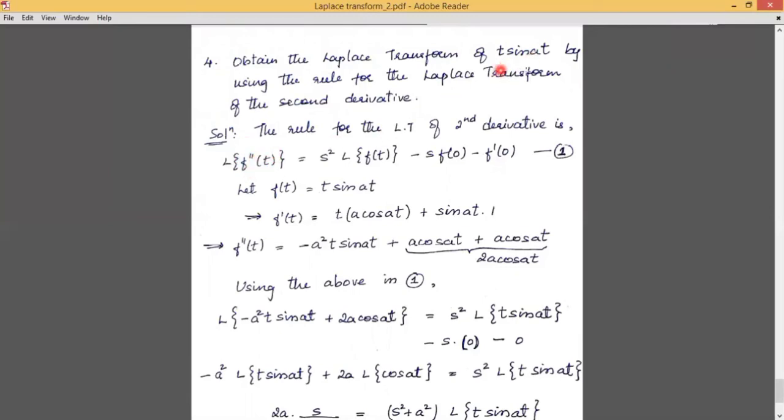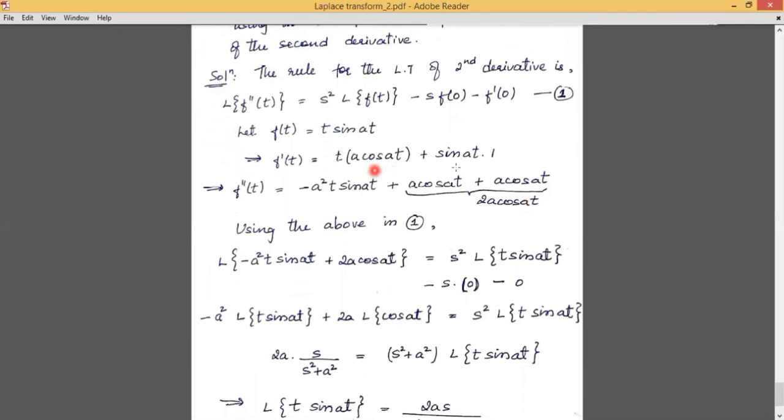Now, what have they given? Obtain the Laplace transform of t sin at. So, take that t sin at as f of t. Okay. So, now you just differentiate that twice, you will get f double dash of t. So f dash of t is, you should use product rule here, t into derivative of sin at is a cos at, plus sin at into derivative of t is 1.